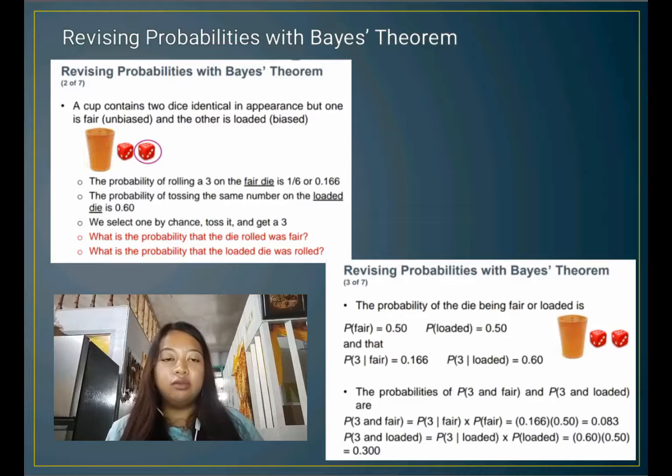And we multiply that, and it results in a product of 0.083. And then the probability given that it is 3 and loaded has the equation of the probability of being 3 given that it is loaded, also multiplied by the probability of being loaded.